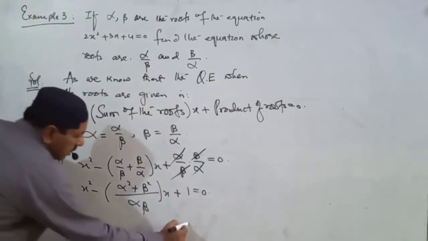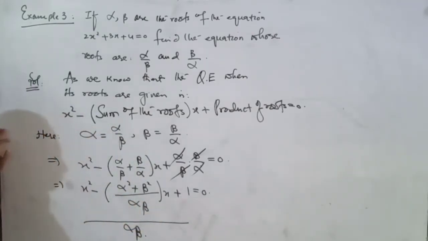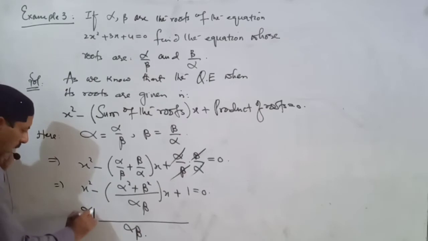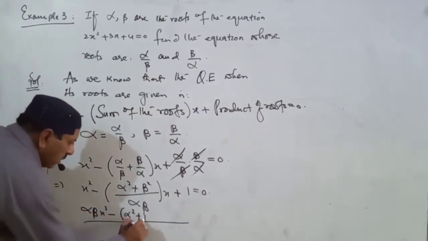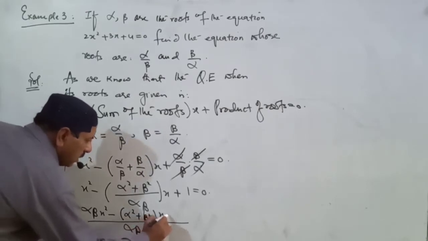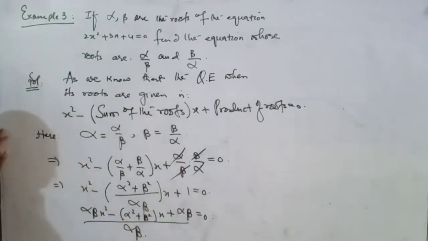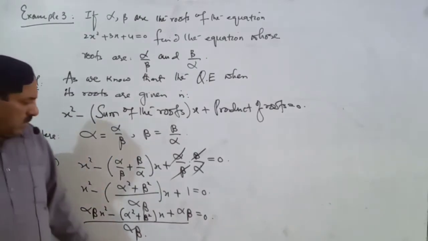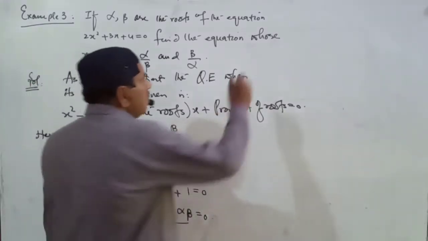So the LCM is alpha beta. So (alpha beta x square minus (alpha square plus beta square) x plus alpha beta) is equal to 0. When alpha beta is shifted to the other side, it is divided by 0, and the result is also 0.